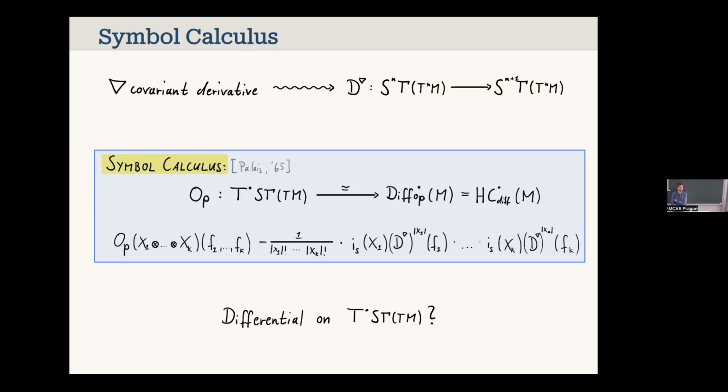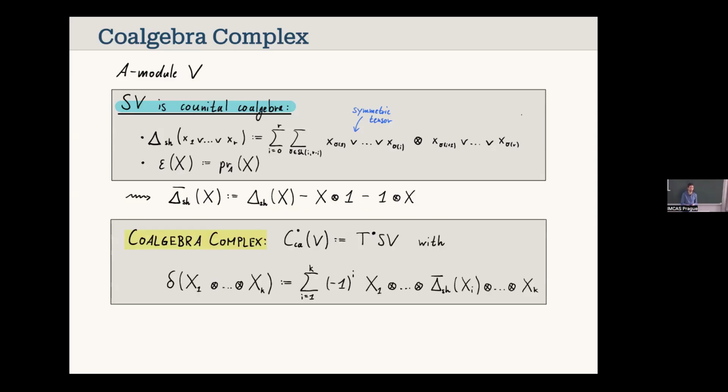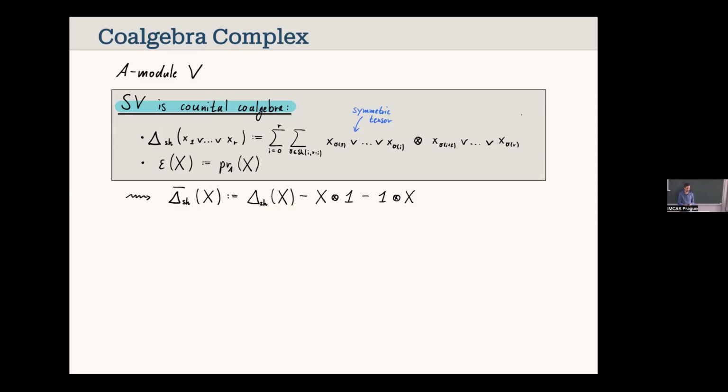So the question is now: we have an identification of differential or multi-differential operators with this tensor algebra of the symmetric algebra, but on the right-hand side we have a differential, and we want to compute the cohomology. So what's the differential on the left-hand side? For this, we now come to something that you probably all know very well. For a little bit, we replace our module of vector fields by just some module V over some algebra A. You can think of vector fields and functions, but it's enough for us to have some A-module.